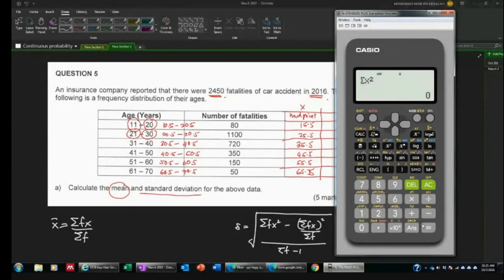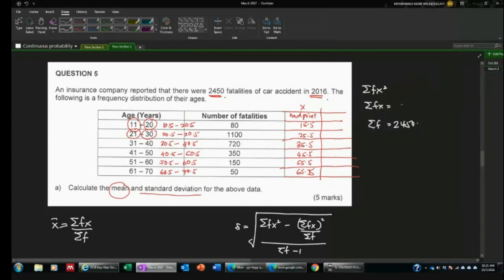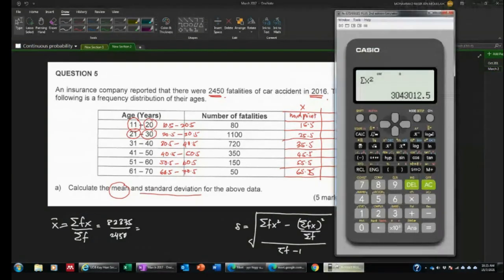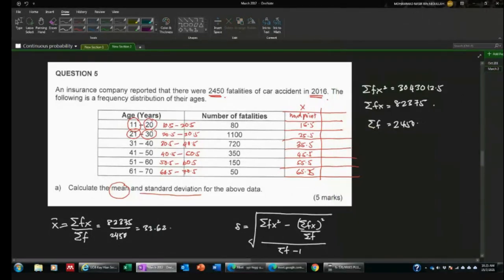So next we find the value. Number 1 is 3,043,012.5, and this one should be 82375. So just input into the calculator, into the formula. So this one should be 82375 divided by 2450, and then ditekan calculator. Jangan, tak payah nak calculate manually, tekan calculator shift 1 and find variance number 4 and number 2 for mean. So it should be equal to 33.62 years. 33.62 years, right?